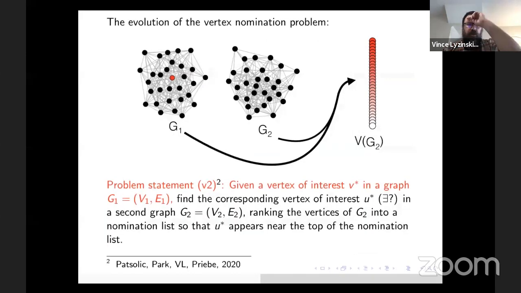And this is the new formulation, then. I call this the V2 statement of the problem. Given a vertex of interest in a graph, find the corresponding vertex of interest. Again, I'm talking about a single one because it's easier to talk about. You can have lots of vertices of interest, that's no problem. Ranking the vertices into this nomination list so that the interesting things appear at the top of your list. Okay.